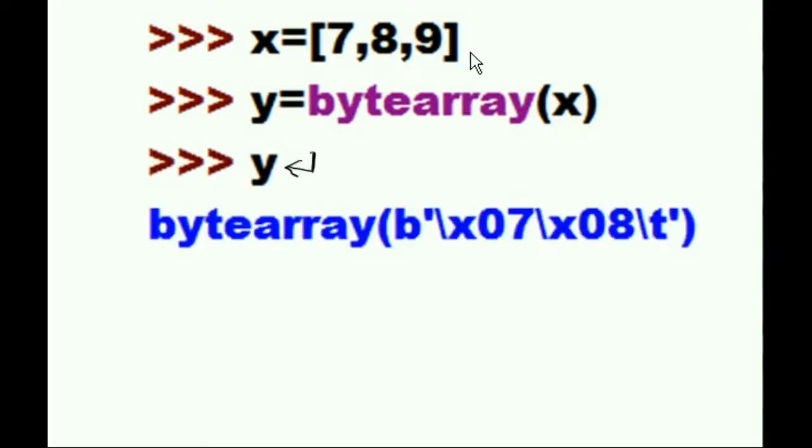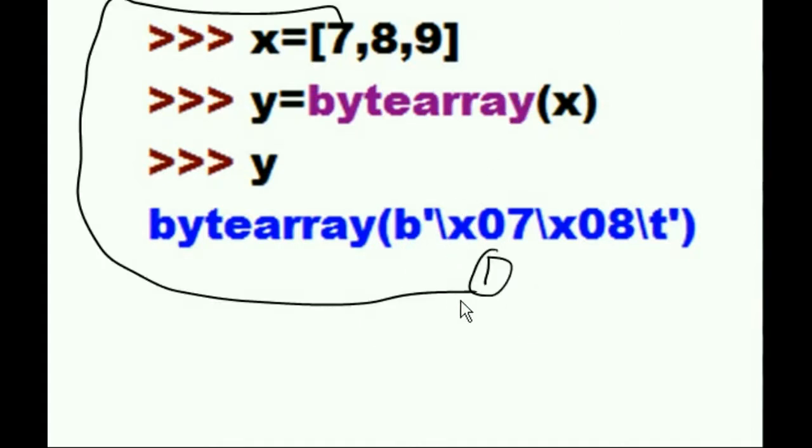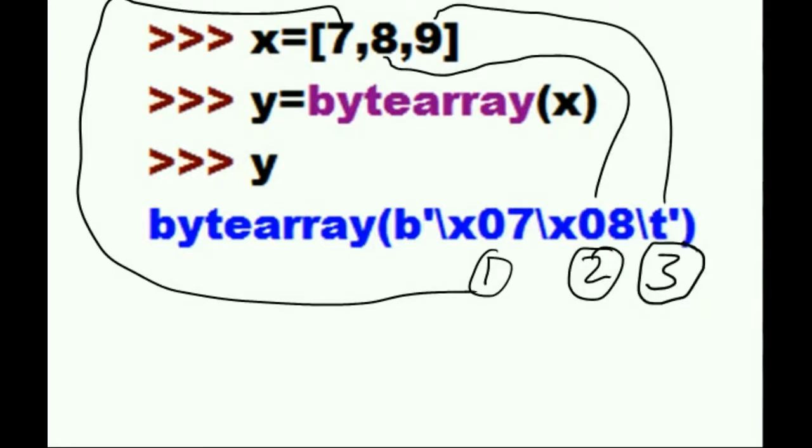So he says, okay, I'll do that. So I key in Y, hit enter, I get bytearray, and this b stands for Python notation of a byte string. So see how they map together. This maps to 7, and that maps to 8, and that maps to 9. That looks a little bizarre.